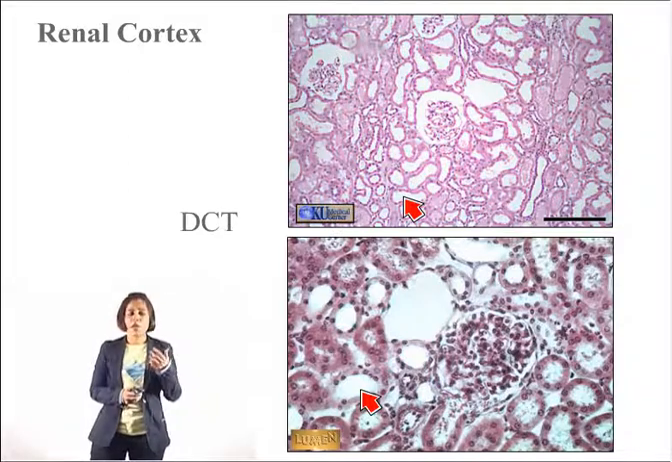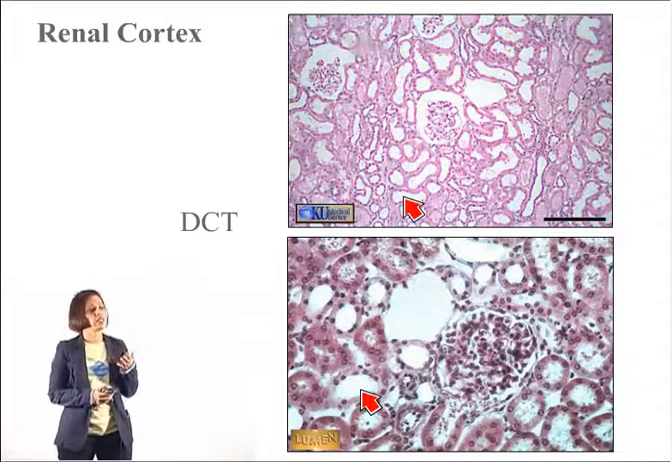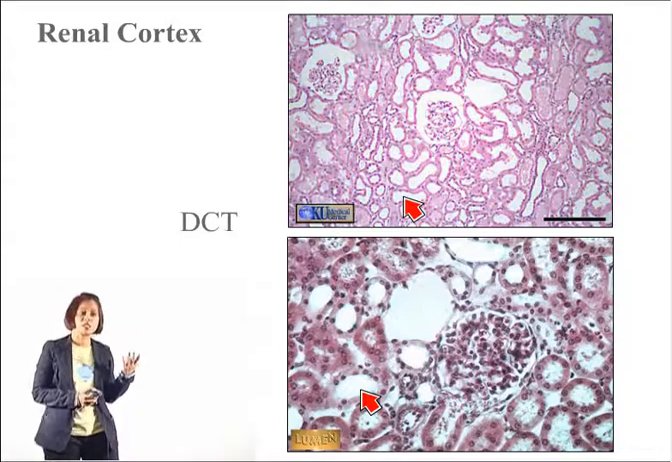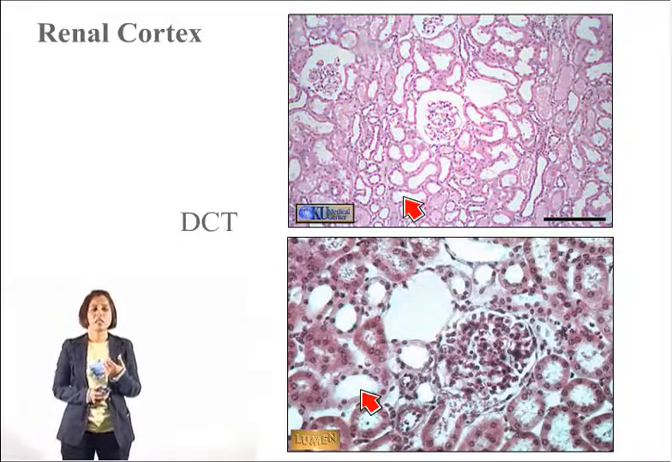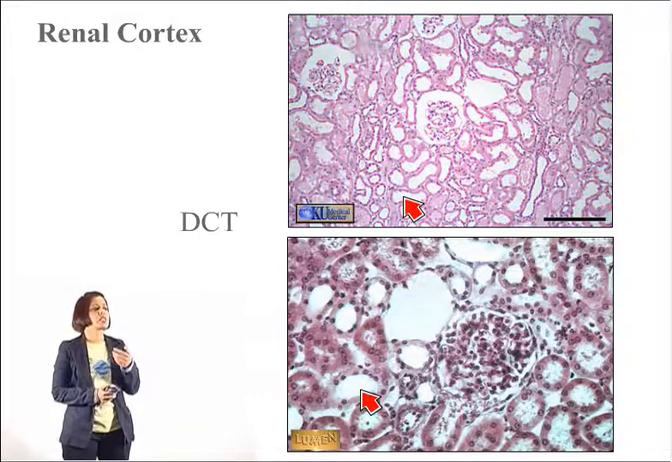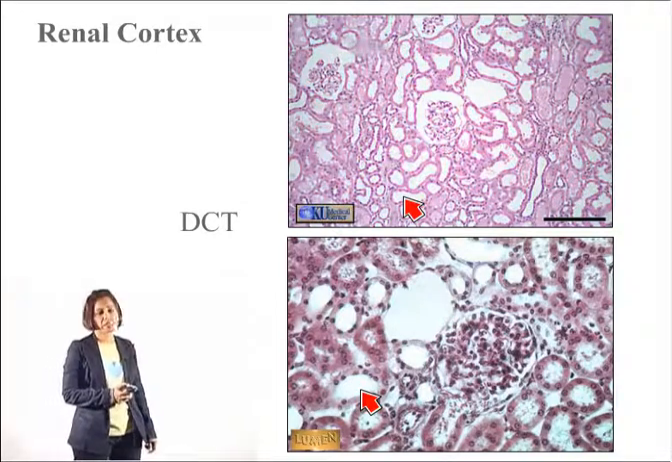Apart from these, you may also notice collecting ducts, and sometimes it gets a little difficult to distinguish between the distal convoluted tubules and the collecting ducts. If the collecting ducts are cut longitudinally, you'll see many of them together, and that makes it a little easier to identify them.